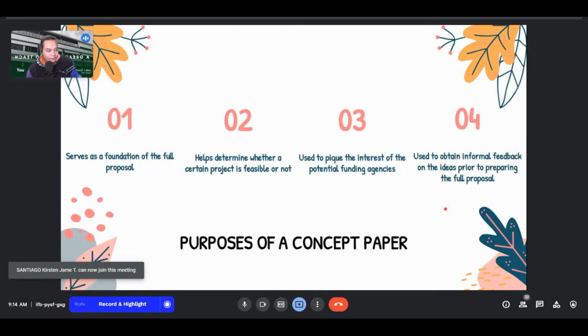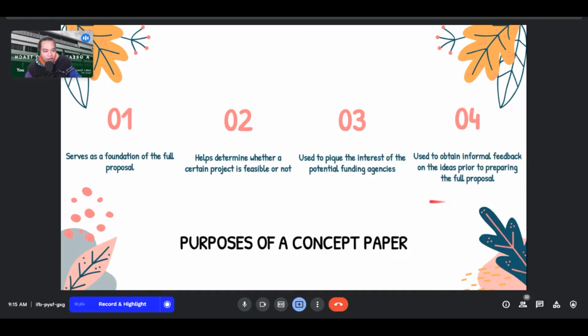Okay? So, this is just a tip, especially since you're moving on to research next semester. Always listen to your panel. Always take down notes. Always make sure to remember or record their feedback to you when you are presenting your research proposals or your research or your concept papers, because this is how you will learn how to improve the paper itself. Okay? So those are the purposes of a concept paper.